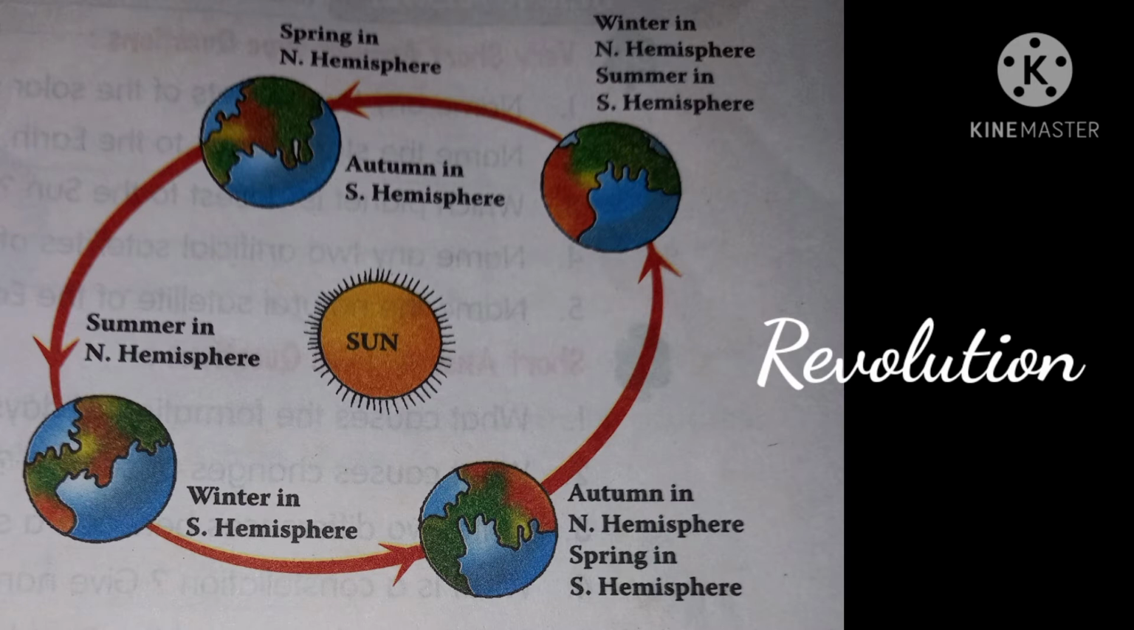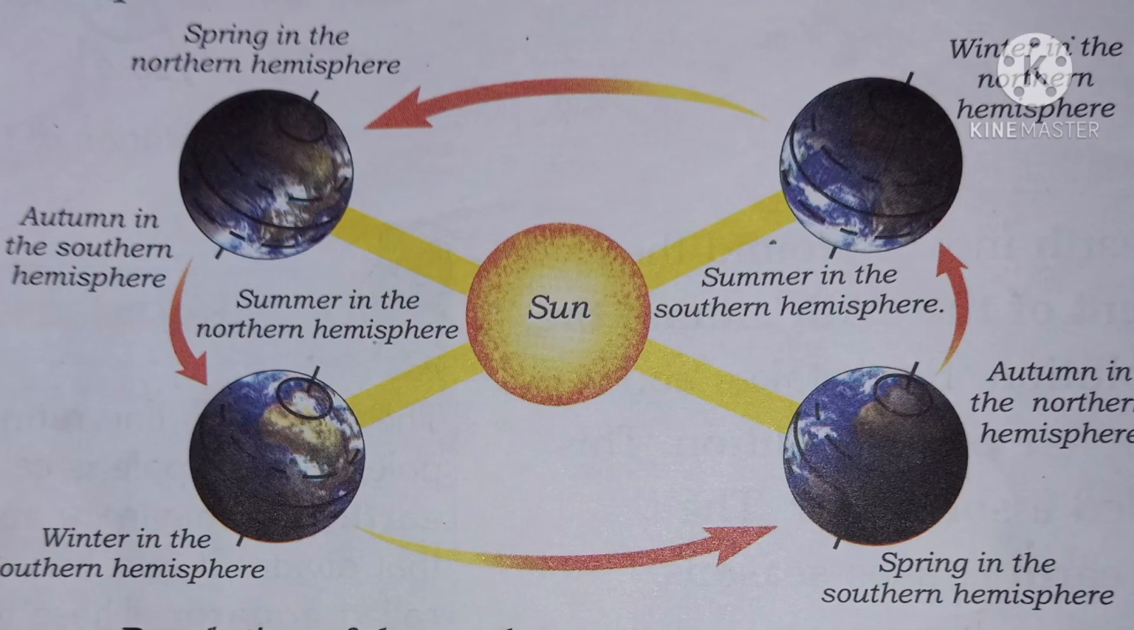The revolution of the earth causes seasons. However, during its revolution, the earth always remains tilted on its axis. As a result, at a certain time of the year, the northern hemisphere is bent towards the sun while the southern hemisphere is away from it. At some other times, the southern hemisphere is bent towards the sun while the northern hemisphere is away from it. Sometimes both the hemispheres are at equal distances from the sun.